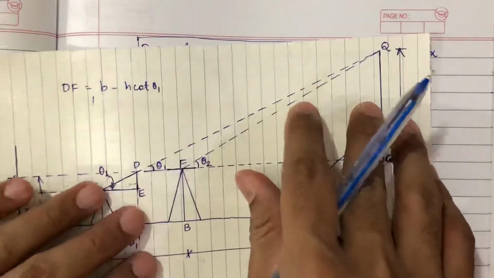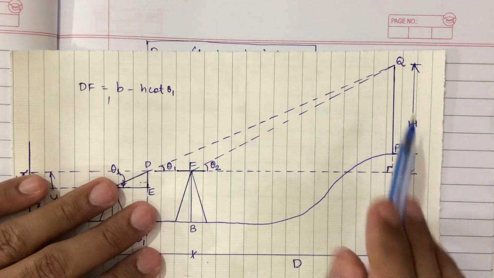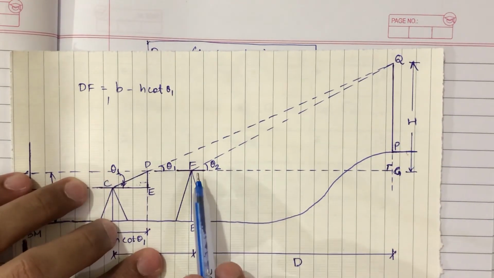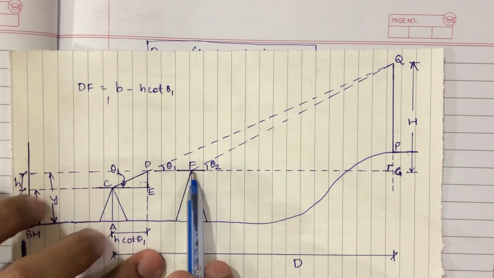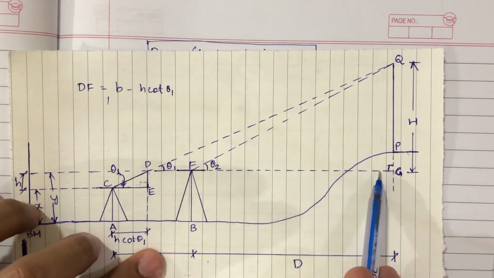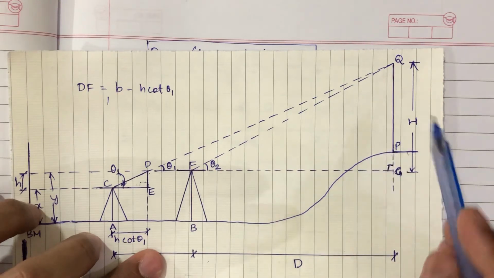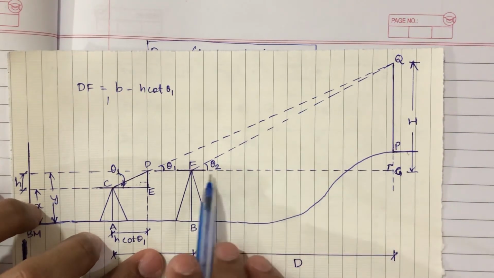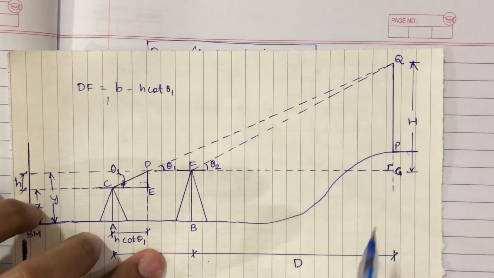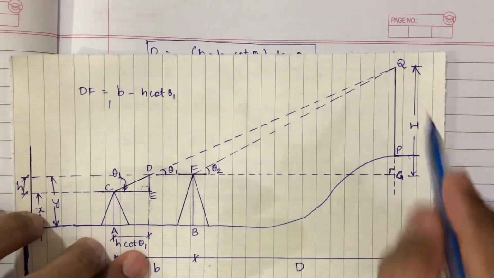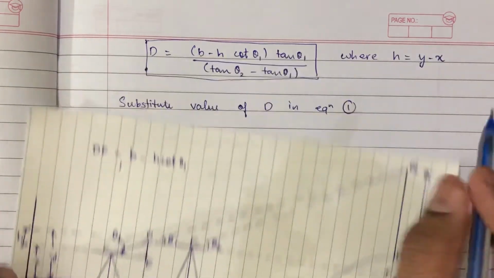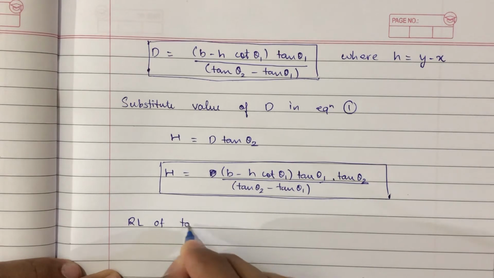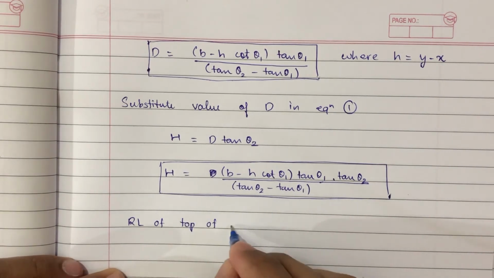Now please keep this thing in mind that this height H is not till the ground level. It is actually the vertical distance between the near theodolite, this is the near theodolite to this tower, and the top of the tower. Okay, this is the height between the axis of the near theodolite and the top of the tower, that is H.